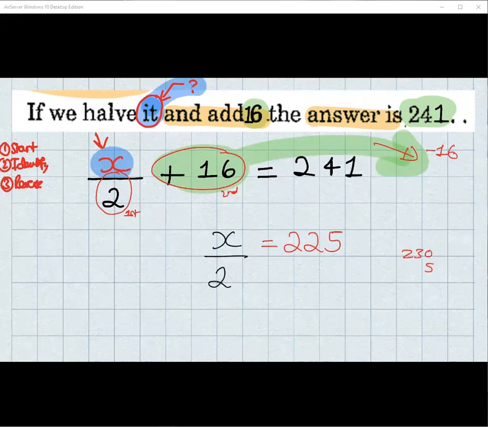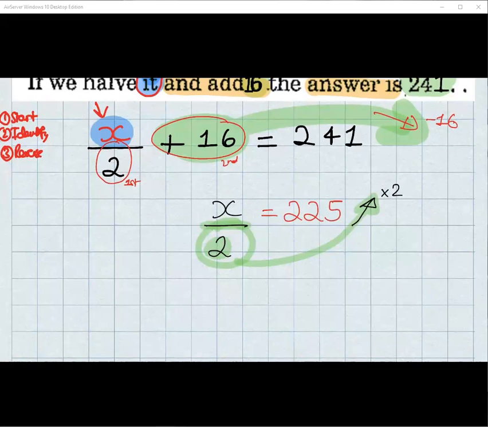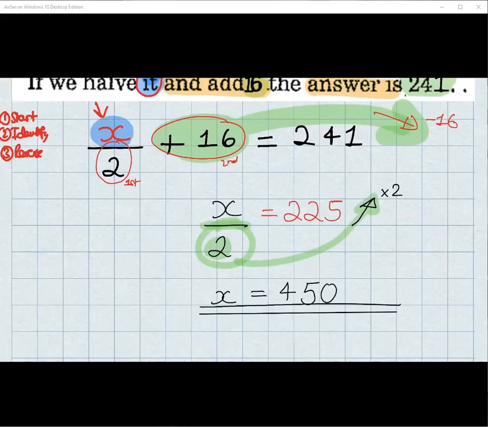Then we copy down the x divided by 2 back on the left hand side, the plus 16. Now what do we do with the divided by 2? You move the divided by 2 over the equal sign. And what does it become? It was a divided by 2, becomes a? Multiplied by 2. That's better. So what is 225 multiplied by 2? 450. A double of 200 is 400, double of 25 is 50.